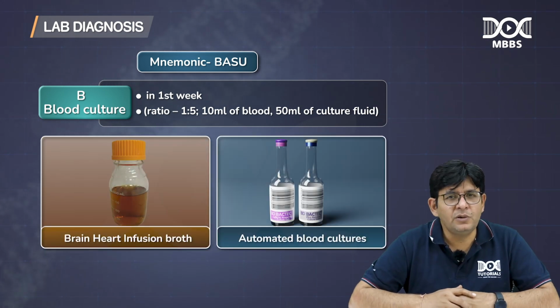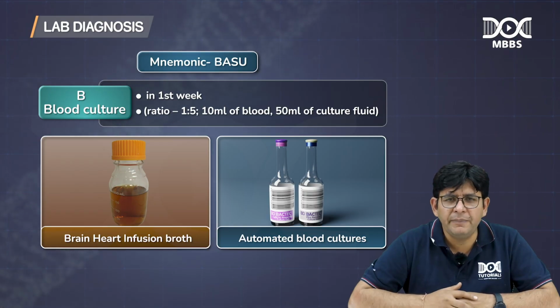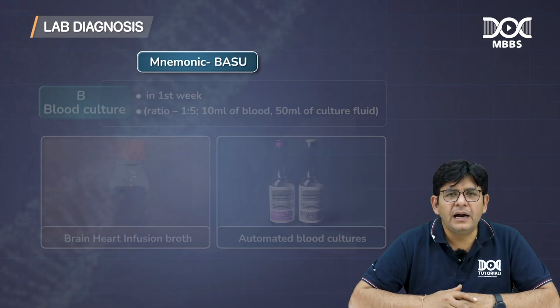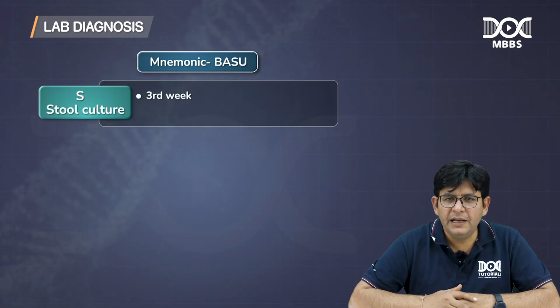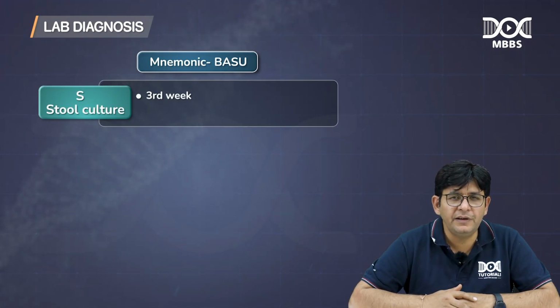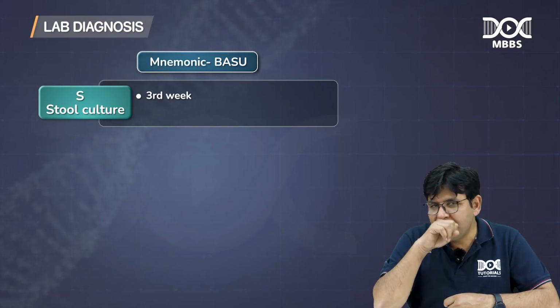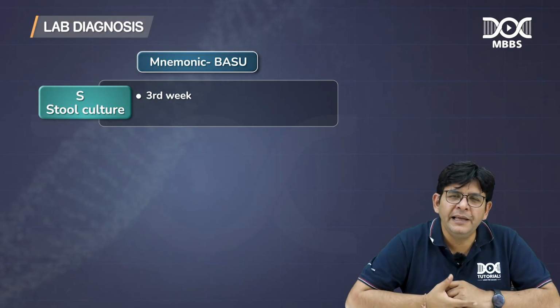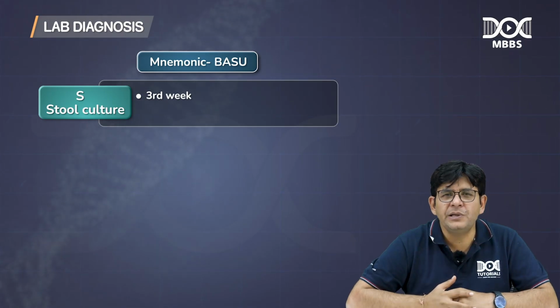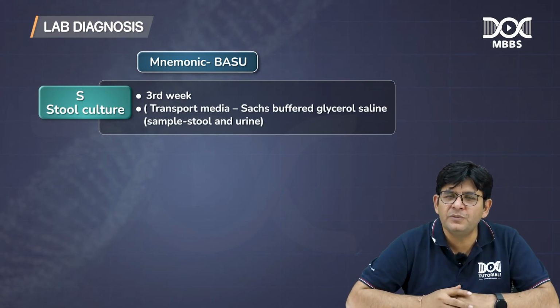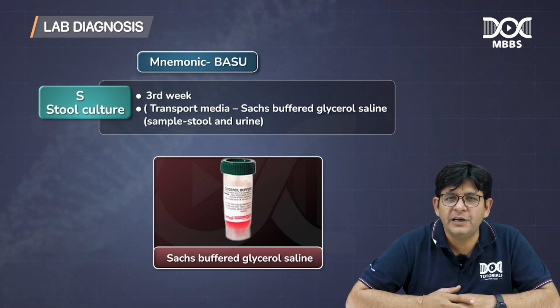Fine. And there are automated blood culture systems, BACTEC and BACT-alert, that can be used to culture this particular organism from the blood. Okay. Regarding the stool culture in the 3rd and 4th weeks of illness, you should know certain culture media names. Like if somebody asks what is the transport media for this, the transport media is what, guys? Sachs buffered glycerol saline.